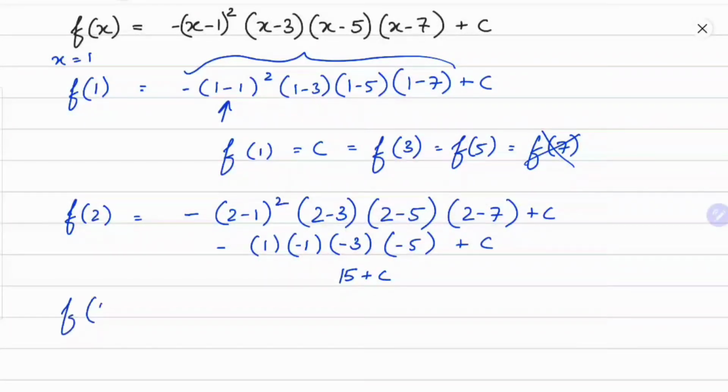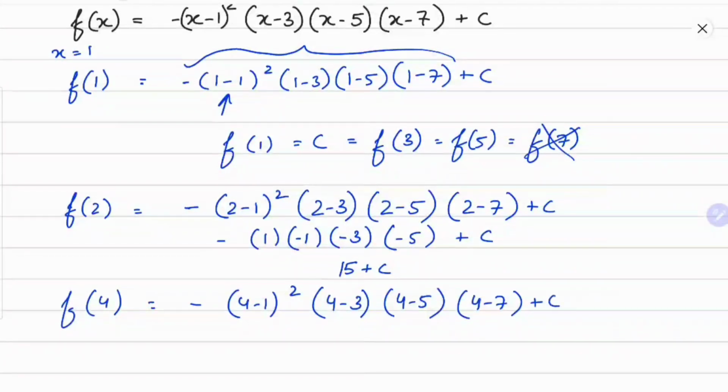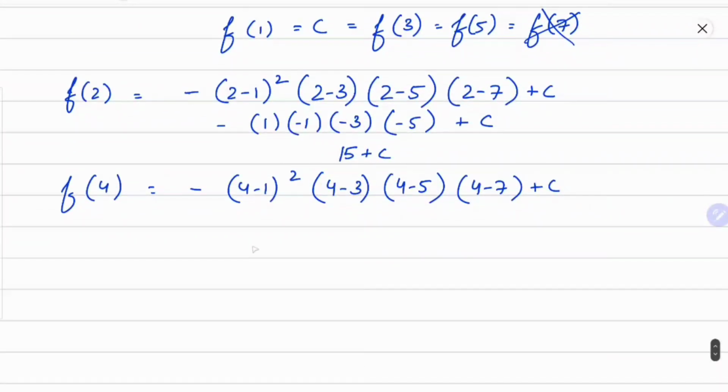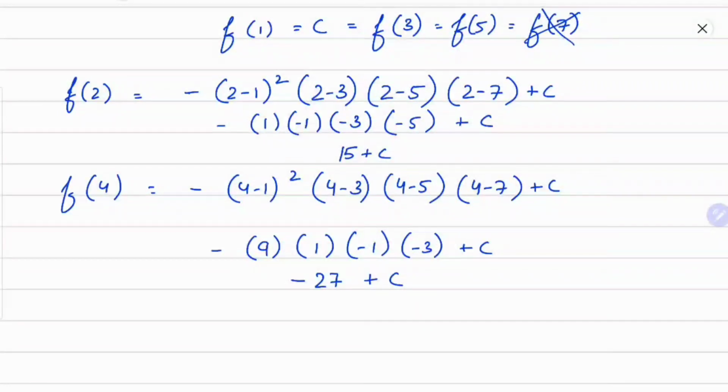Now let's find out f(4). That comes out to be -(4-1)^2 (4-3)(4-5)(4-7) + c. So this comes out to be 3 squared, that is 9. With the negative sign, this will be 9, this will be 1, this will be minus 1, and this will be minus 3, plus c. You can see there are three negative signs, so it would remain negative. Minus 27 + c would be the answer.